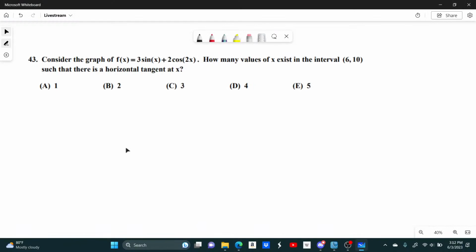Okay, consider the graph of f of x equals 3 sine of x plus 2 cosine 2x. How many values of x exist in the interval 6, 10 such that there's a horizontal tangent at x? Okay, so if there's a horizontal tangent, what that means is that the slope of your tangent line is equal to 0. And in calculus land, we know what this means.